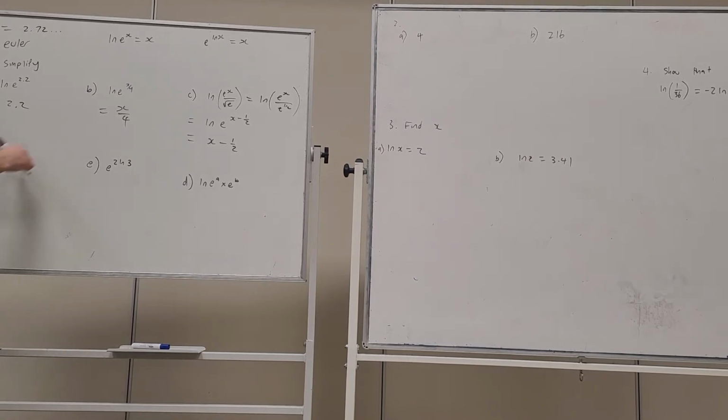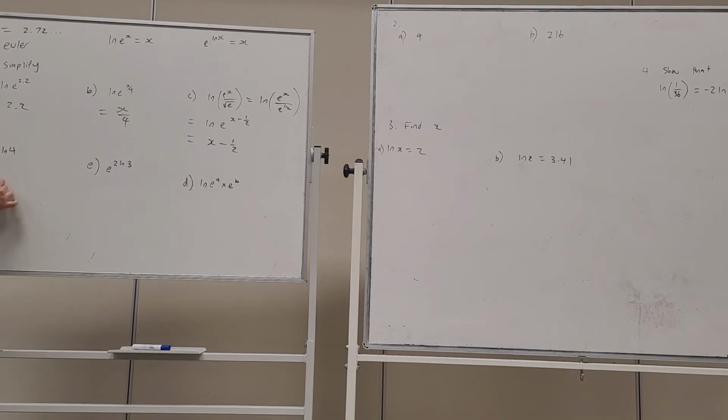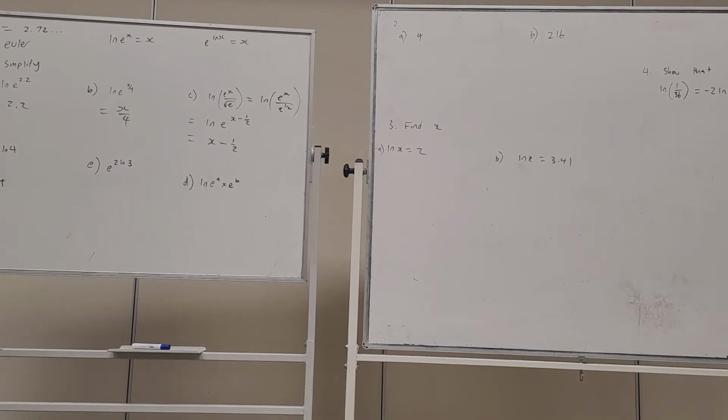e to the ln 4. Well, e to the ln x is x, so e to the ln 4 is 4. e to the 2 ln 3. We can't solve that immediately, but remember our laws of logarithms.